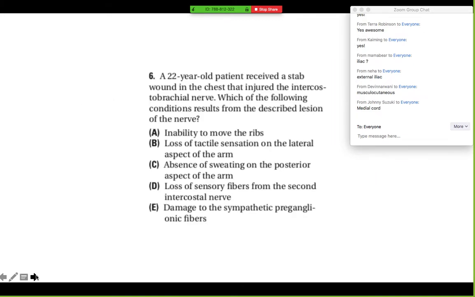Okay, so I kept this question in here because it's a good one. This was in the first set of slides. A 22-year-old patient received a stab wound in the chest that entered the intercostobrachial nerve. Which of the following conditions results from the described lesion of the nerve?